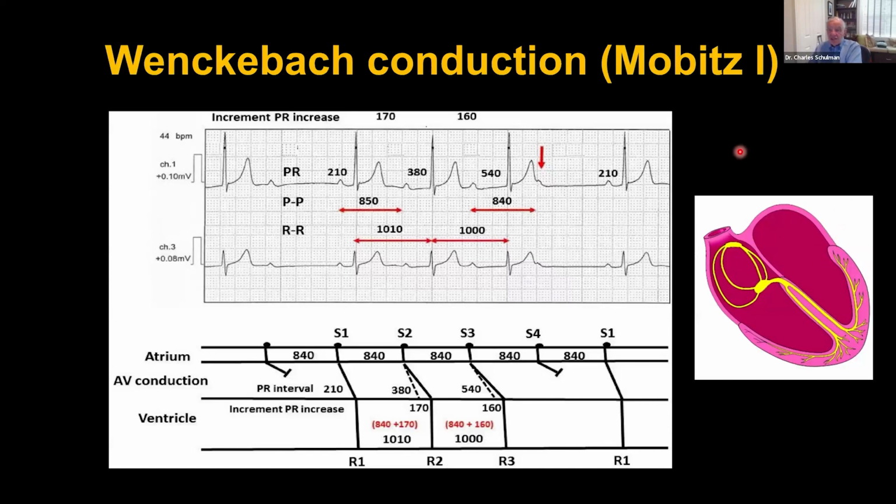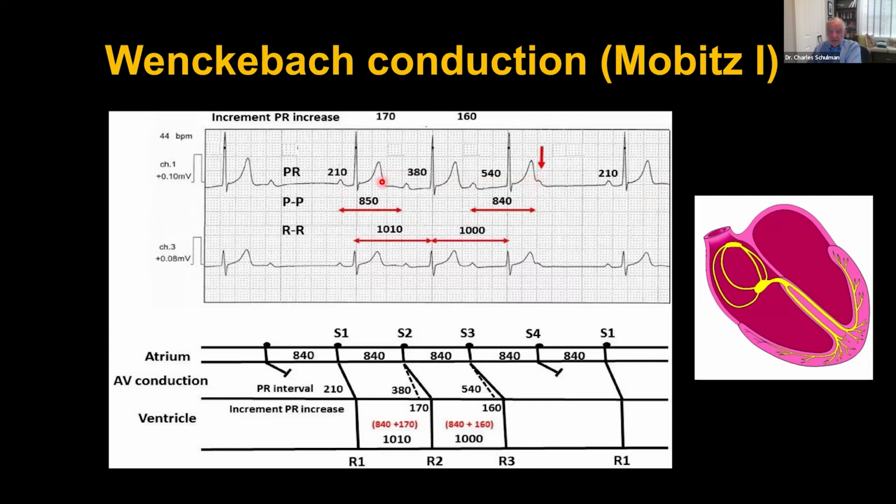Okay, this is classic Wenckebach. It's also called Mobitz 1. It was Dr. Mobitz who recognized the differences between Wenckebach conduction and the conduction pattern described by John A., now called Mobitz 2. So here you have PR intervals of 210, 380, 540, drop beat.